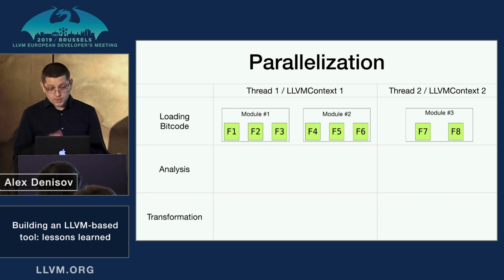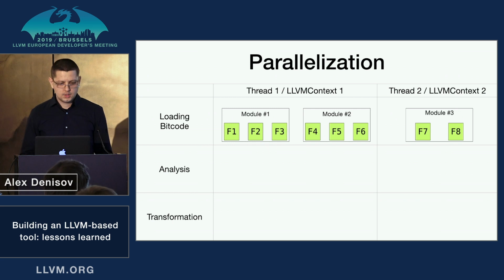And yeah, this is the example. Here, just assume that we have 3 modules and two threads. So we can somehow split this work. We put 2 modules on the first thread and the third module on the second thread. And it's important that each thread should have its own LLVM context. Otherwise, you will get into trouble. Or, of course, you can overcome that by adding some locks and so on. But what's the point then of parallelization if you're doing lots of locks and mutexes?